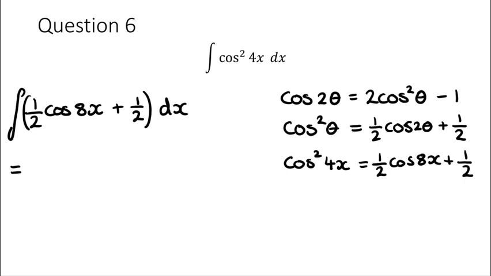Okay, so integrating this, when you integrate cos, it goes to positive sine. So we're going to get a sine 8x and then divide by the 8, which will give you 1 over 16. The half just becomes a half x. And are we ready to finish the video there? Because I hope you're just thinking there's something else I need to do before we sign off. And of course, it is put the plus C.